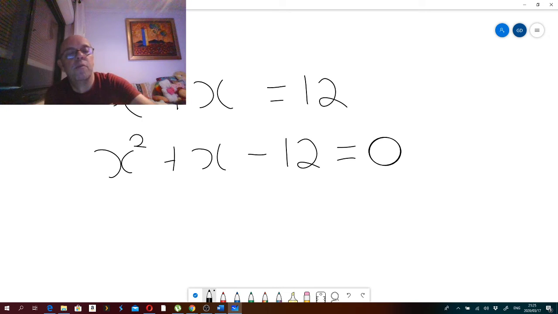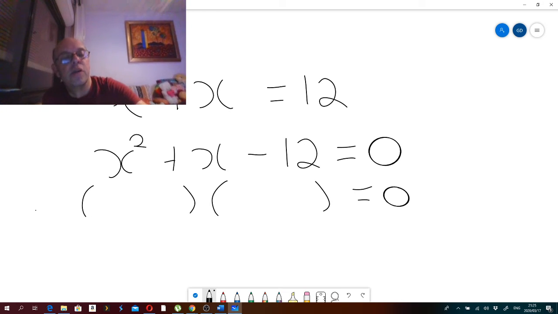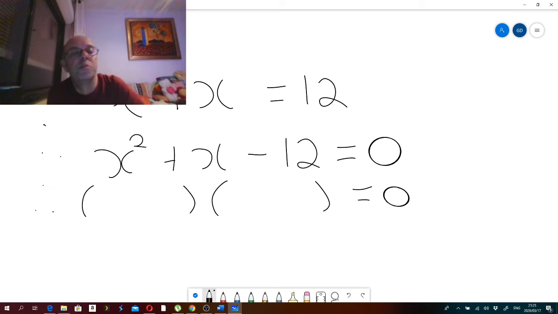Okay, so now we can factorize and we can say, all right, if that equals 0, and we should put these nice little triangular dots there, which mean therefore, to say that this is the next line. What values give us minus 12?